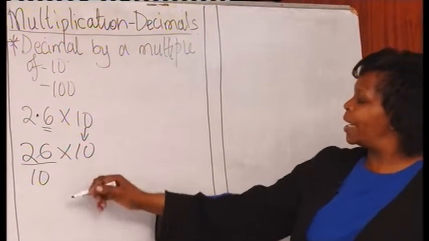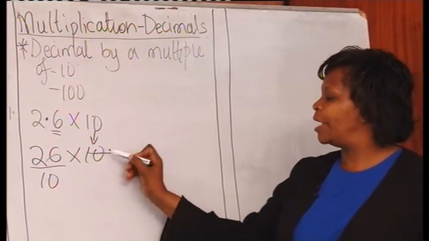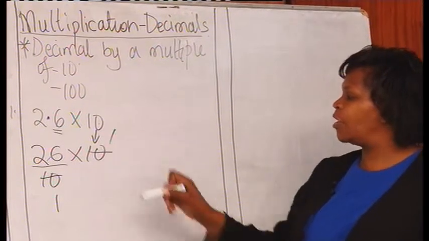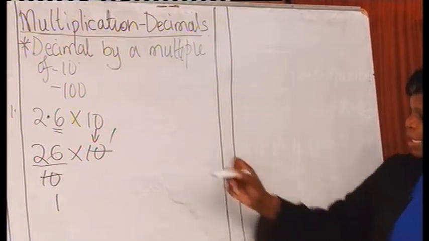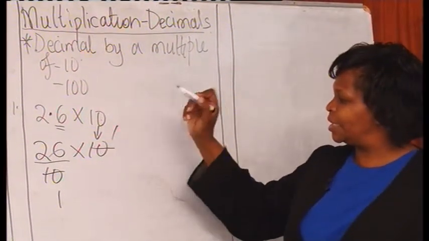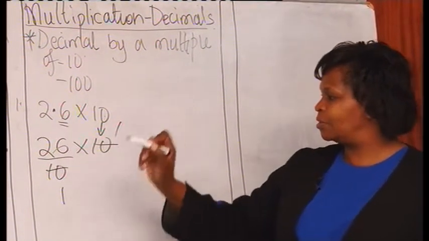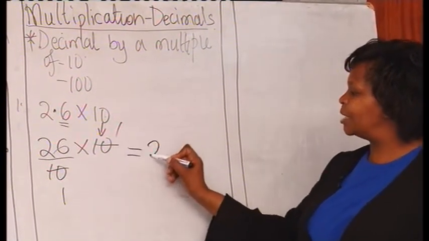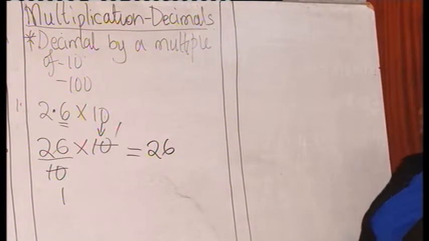So when I multiply now, I can simplify because you know how to simplify using a common factor. Here, I've just divided 10 divided by 10 is 1, and 10 divided by 10 is 1. So that my answer will be 6.